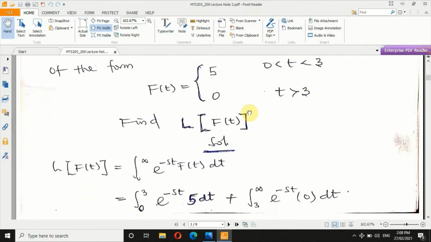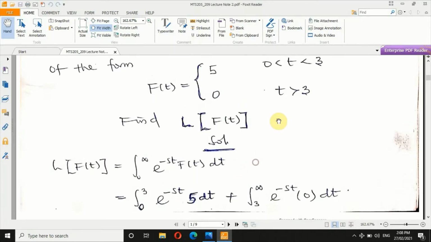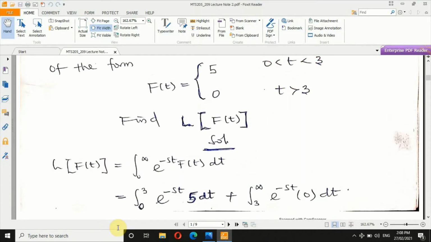So it's very simple. Look at what we are going to do. The Laplace transform of f of t is the integral from 0 to infinity of e to the minus st times f of t dt. So let's break it down now. Look at it, the first one from 0 to 3. So we have the integral from 0 to 3 of e to the minus st multiplied by 5, plus the integral from 3 to infinity of e to the minus st times 0 dt.